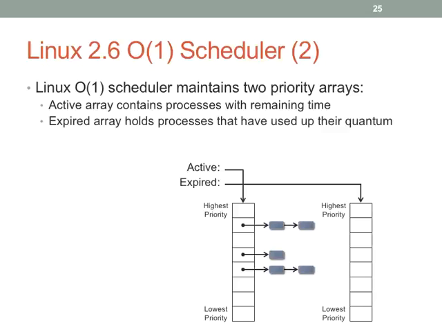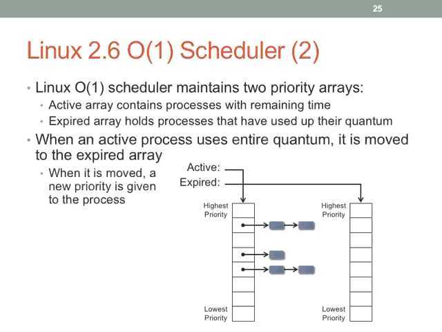The active array is going to be processes that still have some of their time slice left. And then the other priority array is processes that have consumed their entire time slice. When a process consumes its entire time slice, you can probably guess exactly what happens. We move it to the expired array, but we also compute its new priority. So it just slots over into the new place.